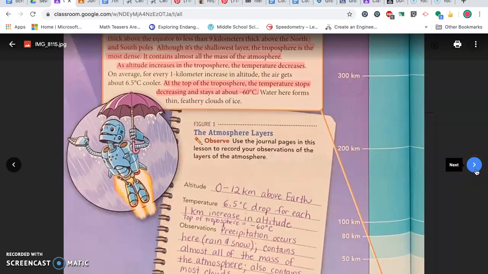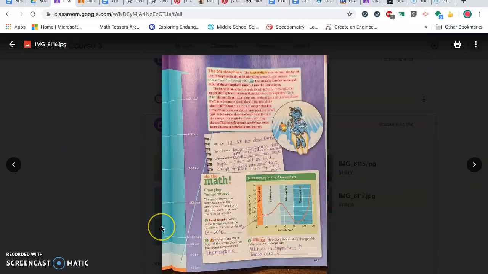All right? So moving on, the next level up. If the troposphere is orange, the stratosphere is going to be this lightest color of blue. The stratosphere is going to go from about 12 kilometers above Earth to about 50 kilometers above Earth. And let me zoom in here.